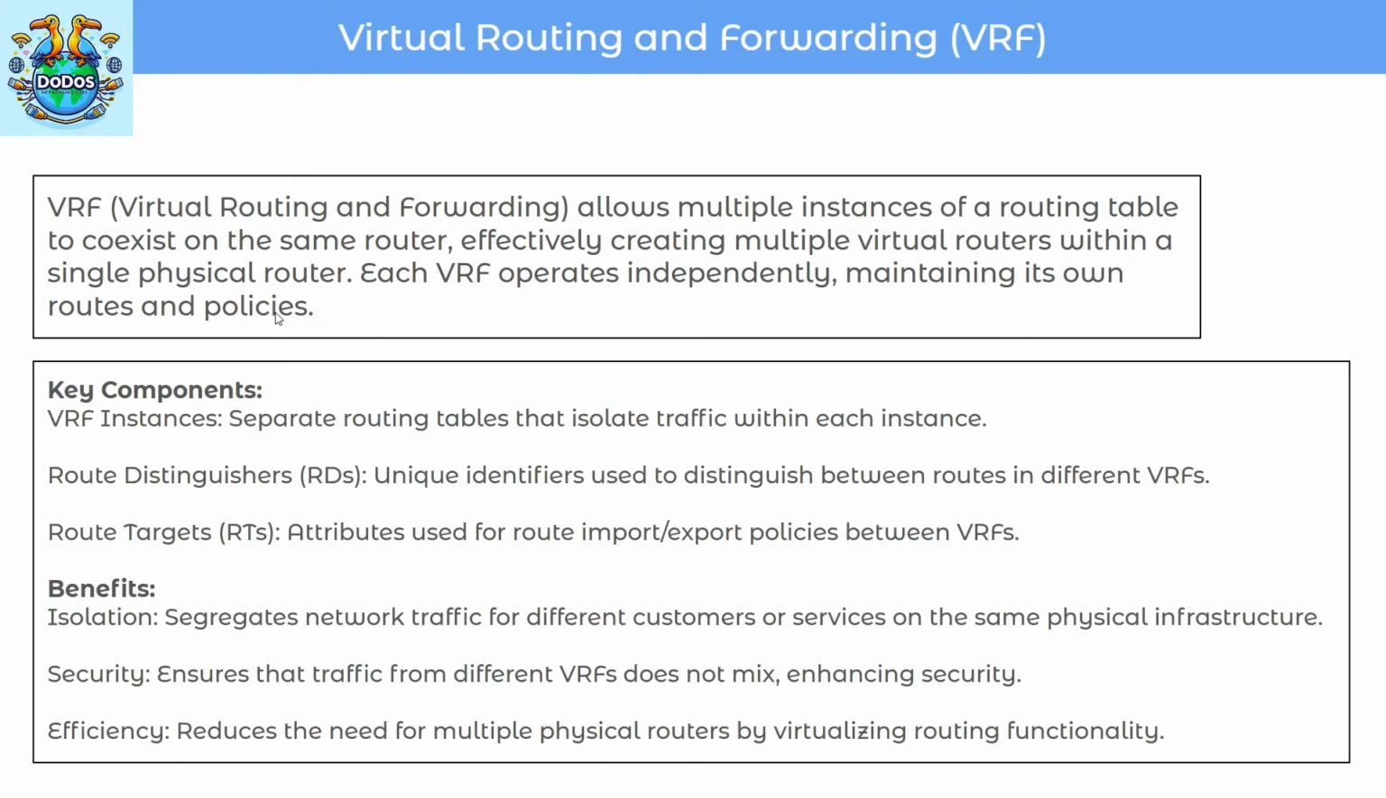Virtual routing and forwarding, VRF, allows multiple instances of a routing table to coexist on the same router, effectively creating multiple virtual routers within a single physical router. Each VRF operates independently, maintaining its own routes and policies. The key components are VRF instances, which are separate routing tables that isolate traffic within each instance; route distinguishers, which are unique identifiers used to distinguish between routes in different VRFs; and route targets, which are attributes used for import and export policies between VRFs. The benefits are isolation, security, and efficiency.